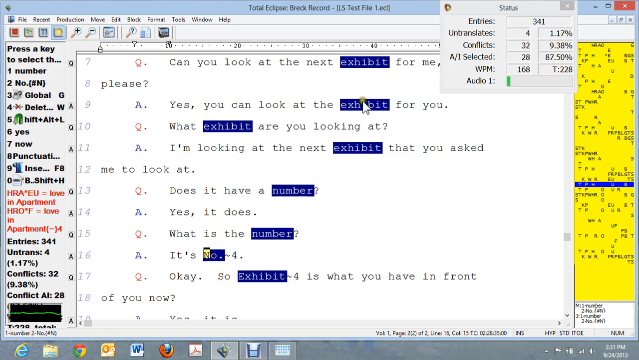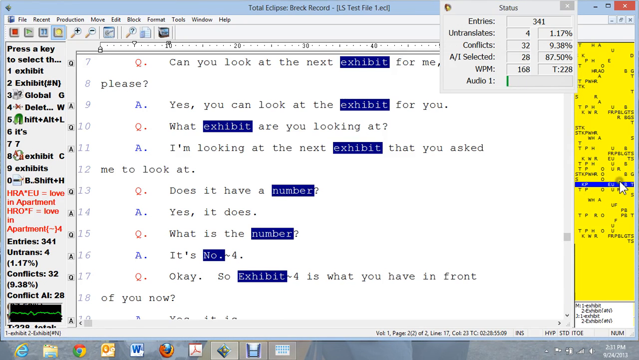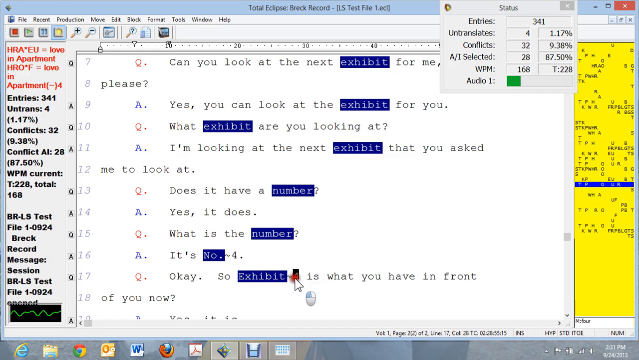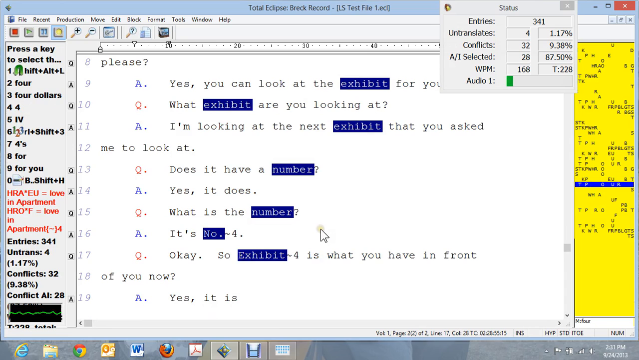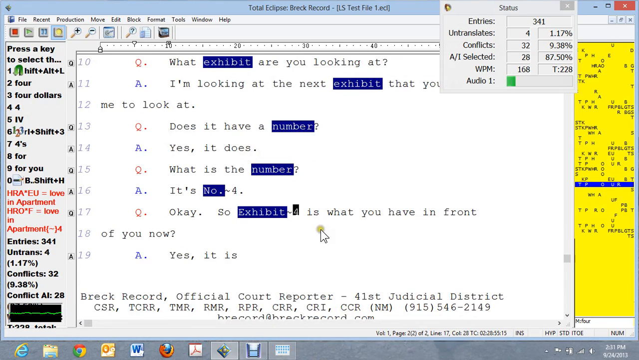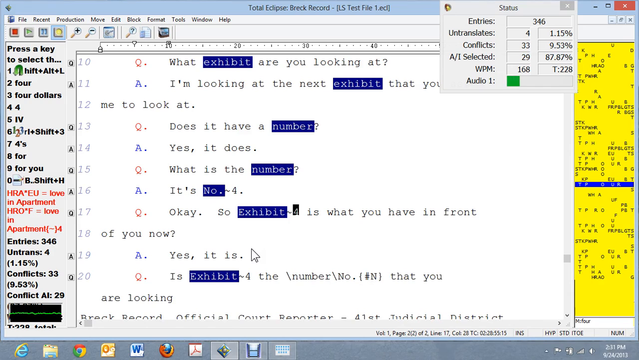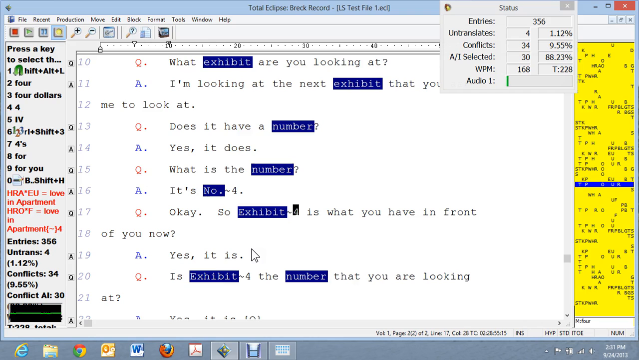Down here we had exhibit up here 4 times that were lowercase. Now we have the same stroke, XIBT, with a number following it, FOUR, and the question is, so exhibit 4 is what you have in front of you. Yes, it is. I'll do it again. Is exhibit 4 the number that you are looking at? Yes, comma, it is. Let's try it again and see how it does if I actually write the number bar.